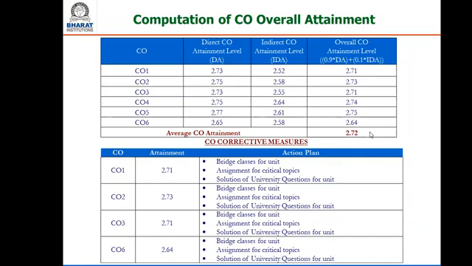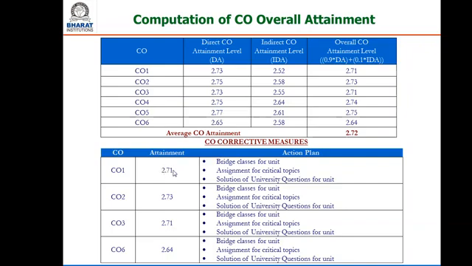Now for every CO, by keeping our benchmarking level as the highest level, that is 3, then whatever the level we obtain, wherever the level is very low, some corrective measures have to be defined. By seeing the overall CO attainment values, here CO wise, some corrective actions to be taken are listed below. Here CO1 our value is 2.71, but our benchmarking target is 3. So 100% attainment not attained here.